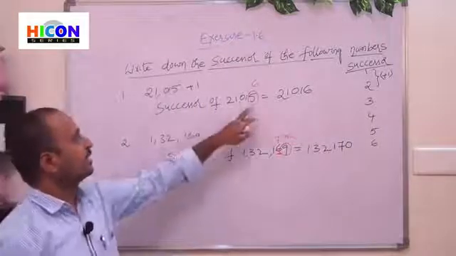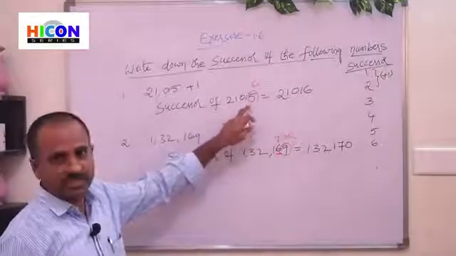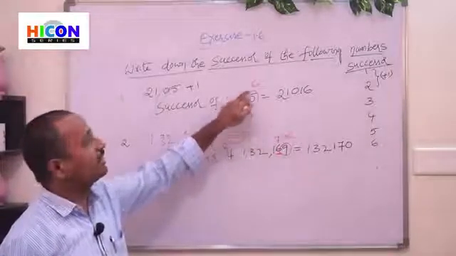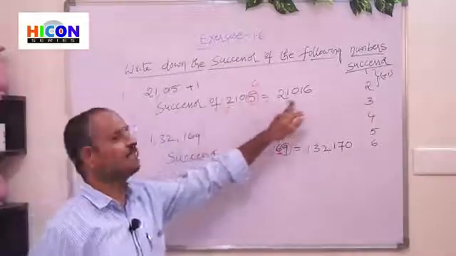Just increase the digit present in the ones place. Here 5 is present in the ones place. After 5 we will get 6. So that's why the successor becomes 21,016.